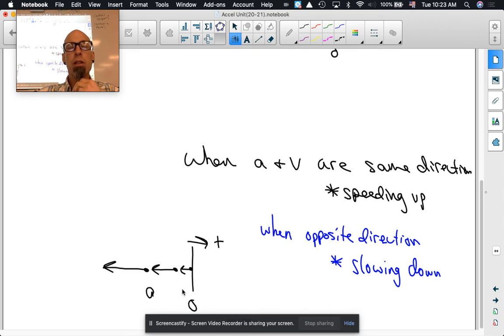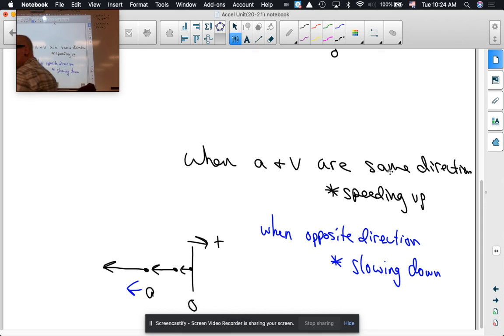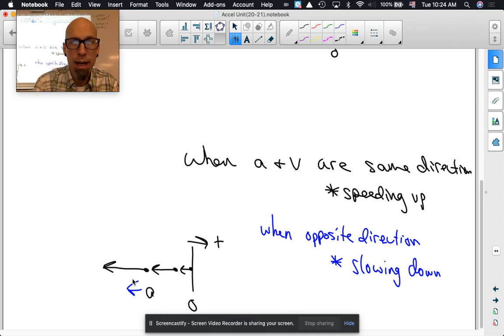Well, is this speeding up or slowing down? Speeding up, because the arrows are what? They're getting longer. That means we have speeding up, but it's speeding up in the negative direction, which means A has to be in the same direction. So our A in this case has to be in the same direction as the velocity, because it's speeding up.